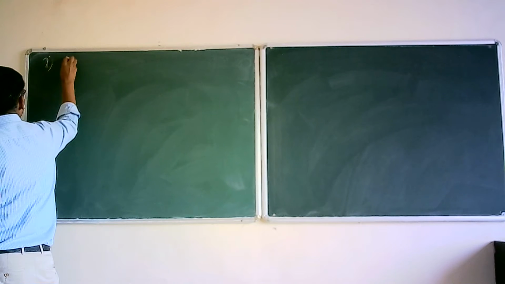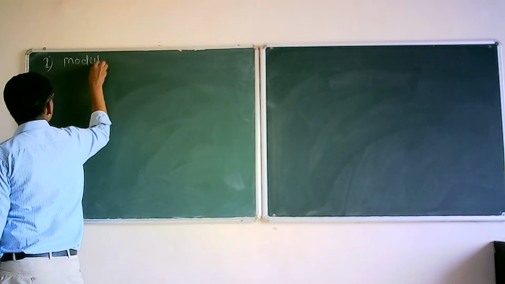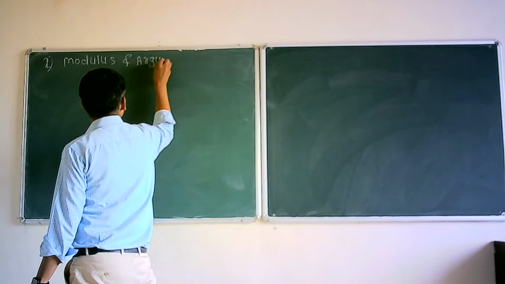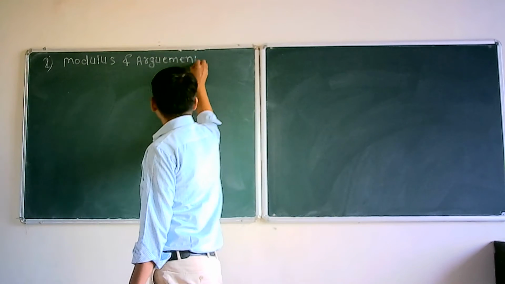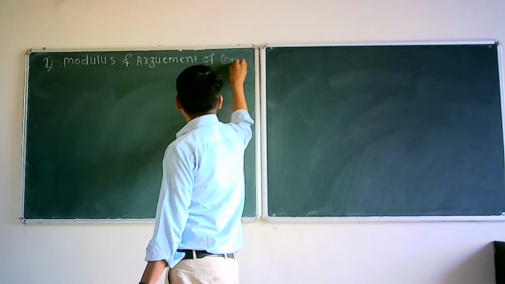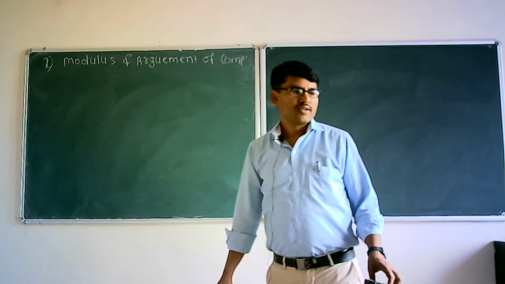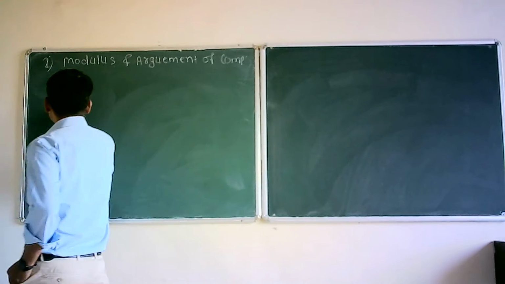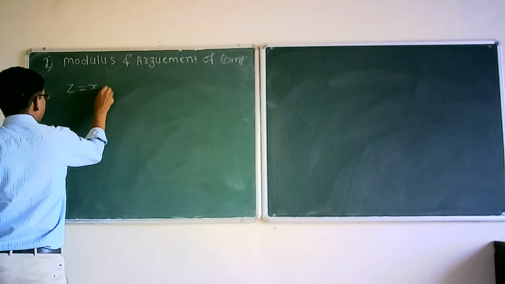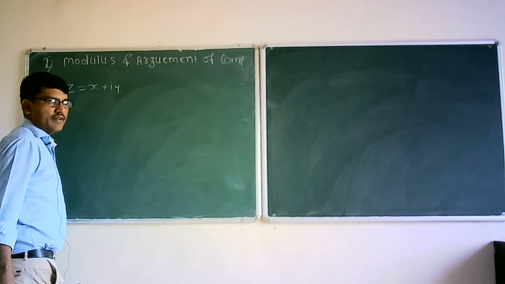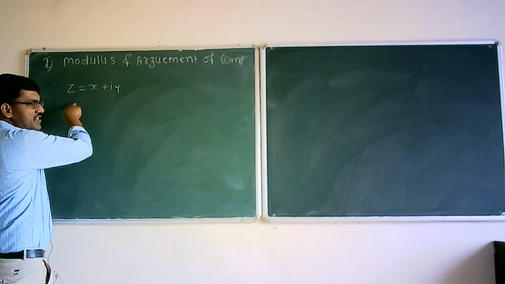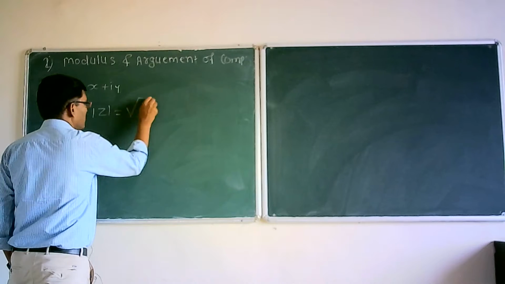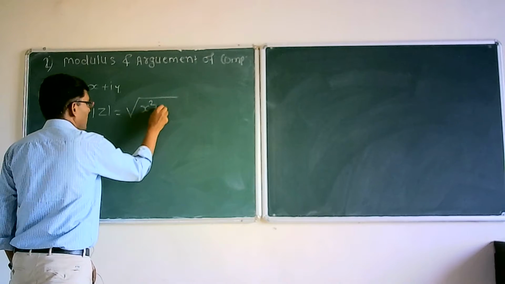So, modulus and argument of a complex number. If z = x + iy is the given complex number, then the modulus of complex number z is denoted by this symbol and it is equal to under root of x square plus y square.